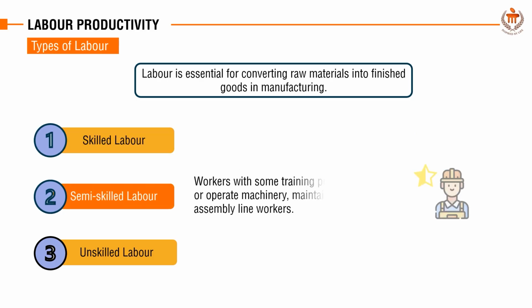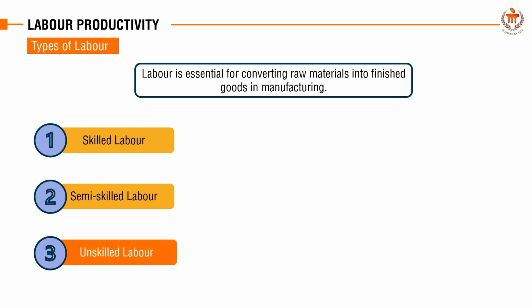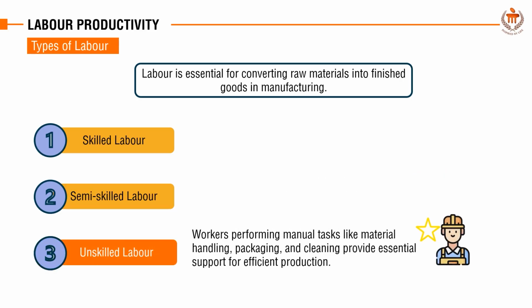Semi-skilled labor. Semi-skilled labor requires some training or practical experience, but does not demand extensive expertise. These workers often perform routine tasks or operate machinery that require less technical skill. For example, assembly line workers or machine operators contribute significantly to the production process by following instructions and maintaining workflow consistency.